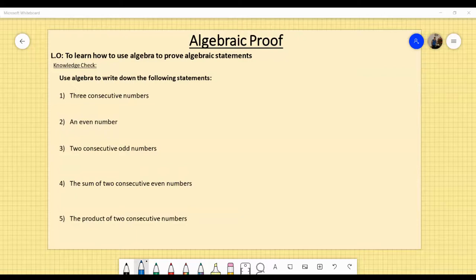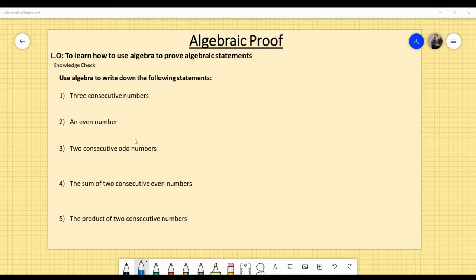So we're going to have a look at algebraic proof and how you can use algebra to prove any sort of algebraic statement, okay? You need to be aware whenever it comes to a GCSE exam question that if you try and substitute numbers in to prove anything, you will not be awarded any marks. So algebraic proof requires you to use algebra throughout, okay?